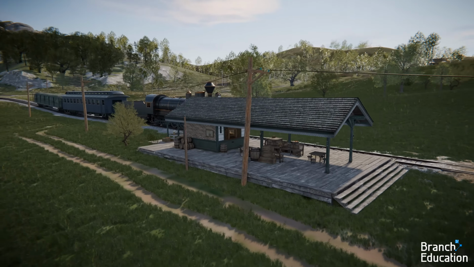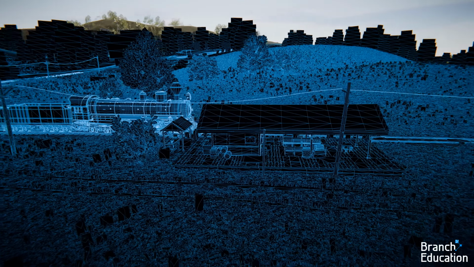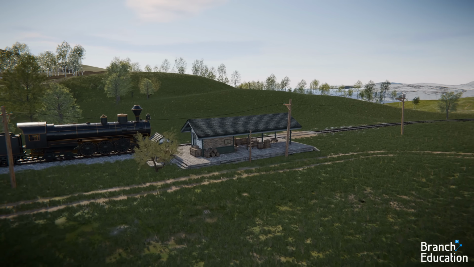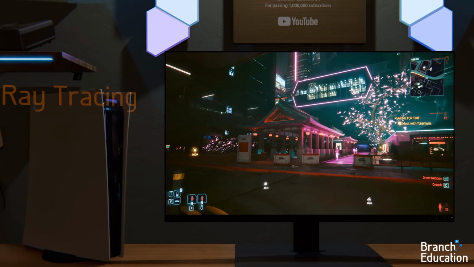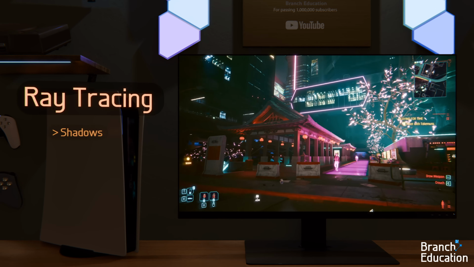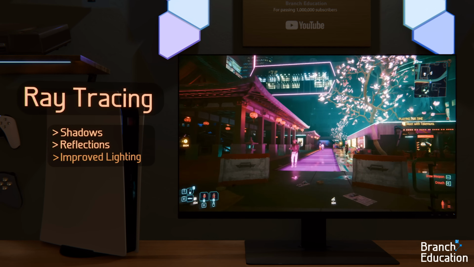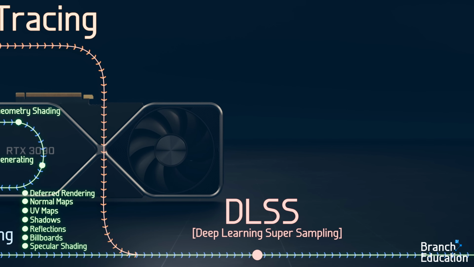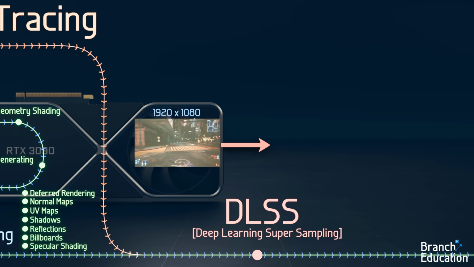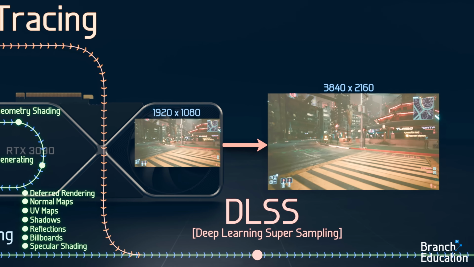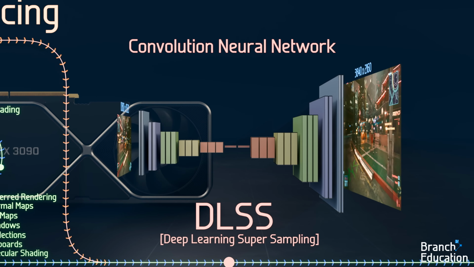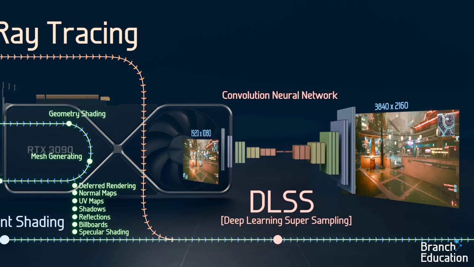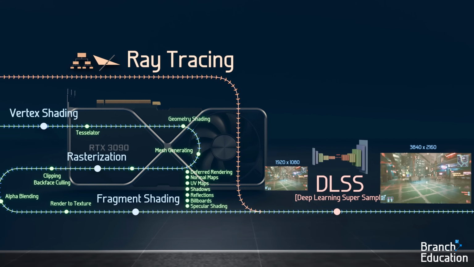For video games, the primary visibility and shading of the objects are calculated using the graphics rendering pipeline we discussed. But in certain video games, ray tracing is used to calculate shadows, reflections, and improved lighting. On the other hand, DLSS is an algorithm for taking a low-resolution frame and upscaling it to a 4K frame using a convolution neural network. Therefore, DLSS is executed after ray tracing in the graphics pipeline generates a low-resolution frame.